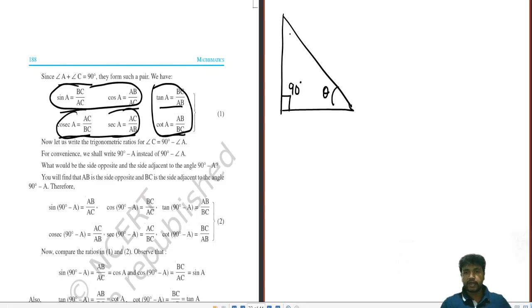This is theta and this is 90 minus theta. We name it A. Obviously we should name it ABC, because we have to look into this, otherwise you will be confused. So angle A plus angle C is 90 degrees. Now according to sin A, the eye is over here. So according to sin A, perpendicular by hypotenuse is BC by AC.